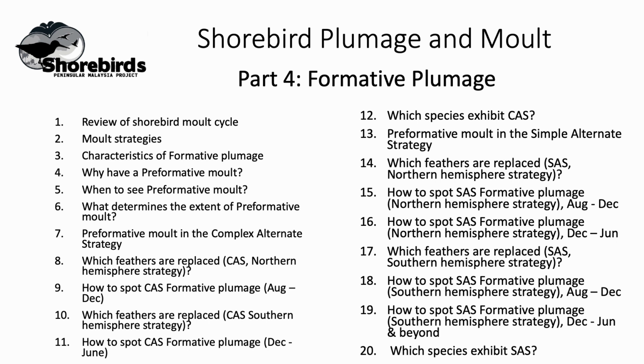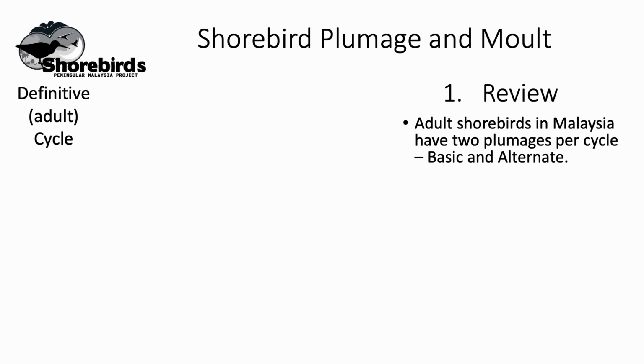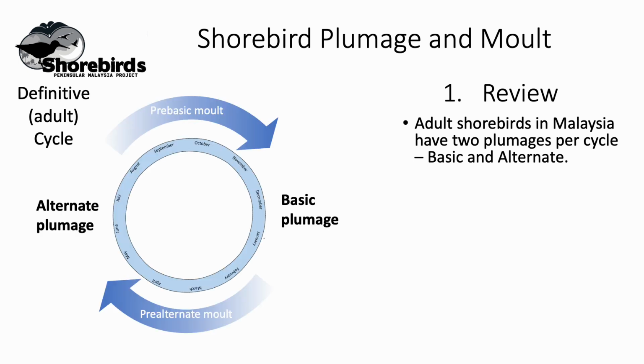So first of all, let's have a brief review of the shorebird molt cycle. In the definitive or adult cycle, adult shorebirds in Malaysia have 2 plumages per cycle. That is the basic plumage, which is attained by pre-basic molt, and then the alternate plumage, which is attained by pre-alternate molt. That's the adult cycle. So in the case of Northern Hemisphere breeding shorebirds which migrate through Malaysia, pre-basic molt normally occurs after breeding, and pre-alternate molt occurs before or during northward migration.